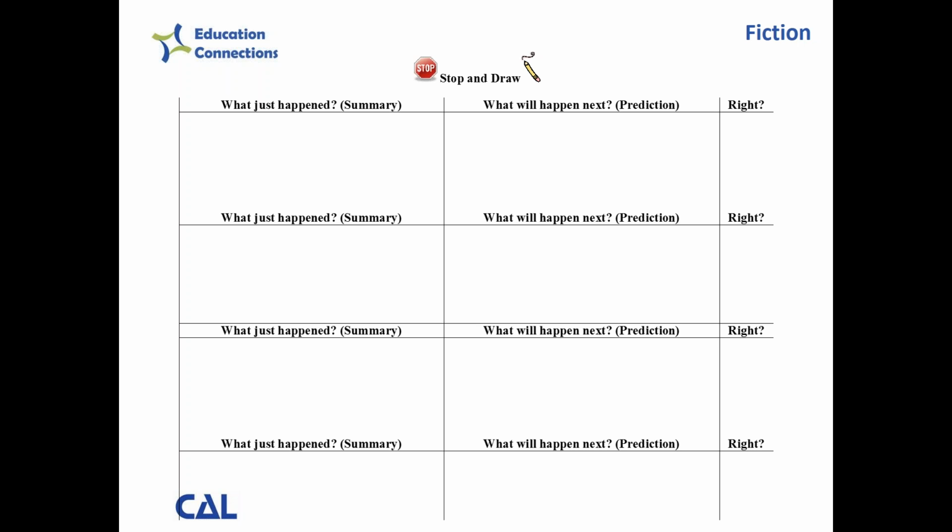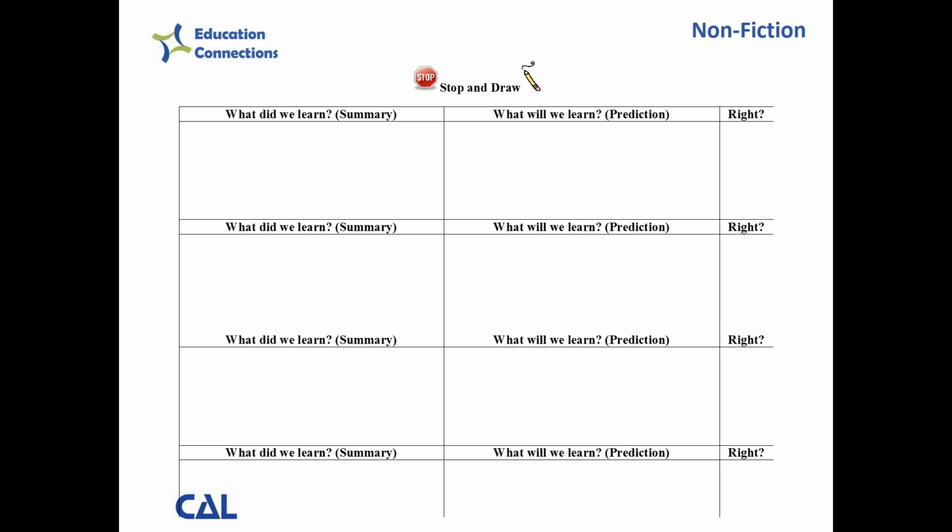The one for nonfiction looks a little bit different. You'll see this time the first column says, what did we learn? The second column, what will we learn? It's a prediction. And were we right or not? So once again, about Rosa Parks, she doesn't give up her seat. What happened? She refused to give up her seat. And what will we learn? Well, we're going to learn what happened to her. And were we right or wrong in our prediction?